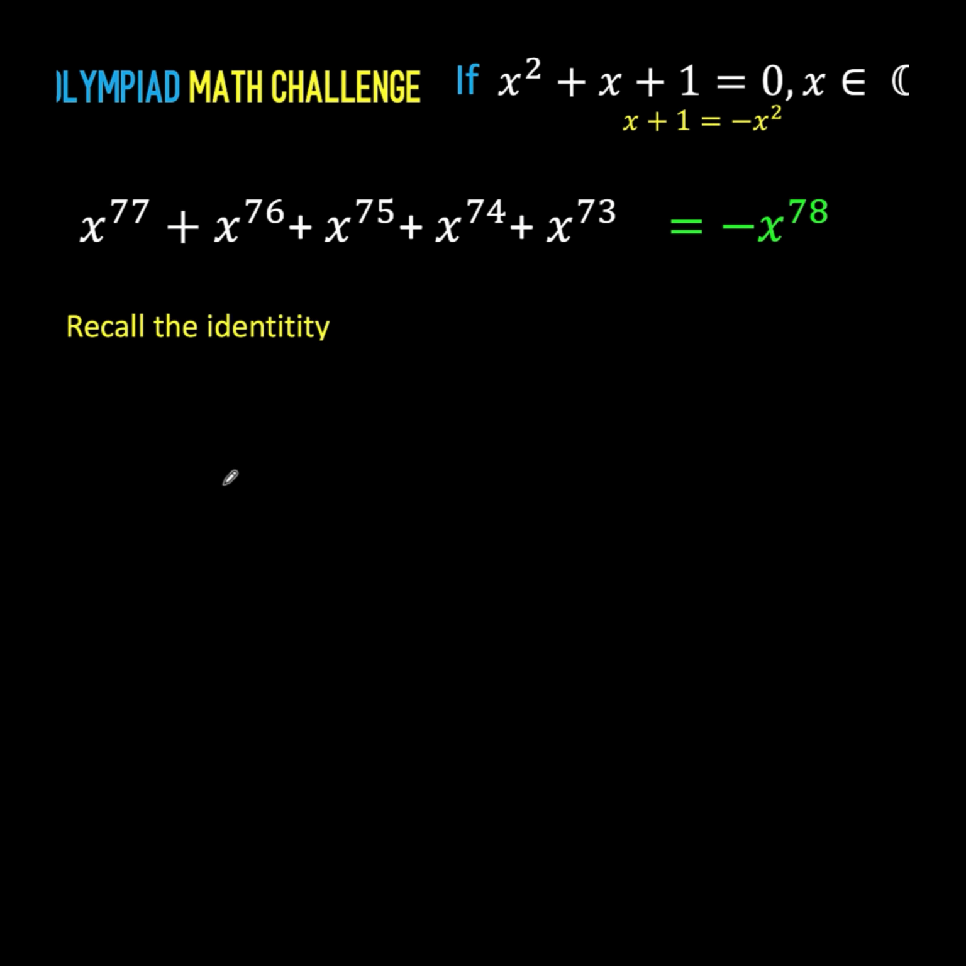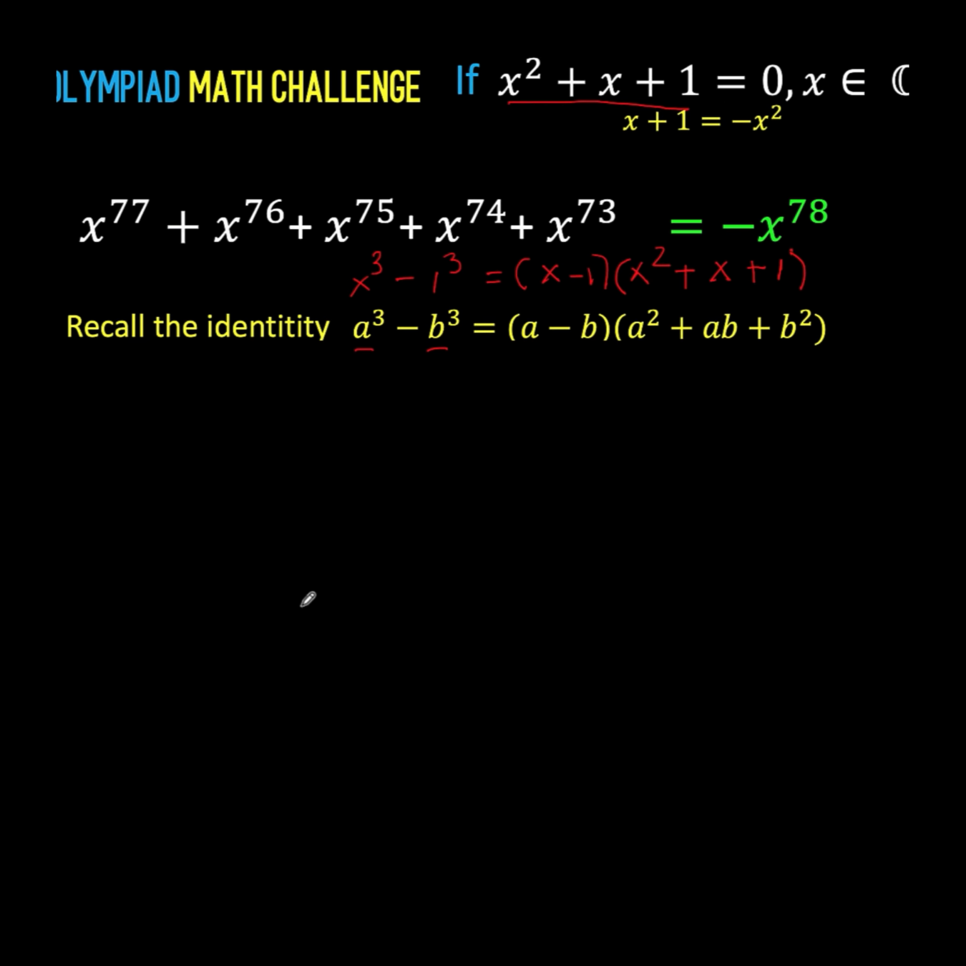Now let's recall the identity for the difference of 2 cubes. Here, if we let a be equal to x and b be equal to 1, then the difference of these 2 cubes would be equal to the first minus the second, that is x minus 1, times the square of the first, which is x squared, plus the product of the first and the second, which is x, plus the square of 1, to arrive at this. And notice that this x squared plus x plus 1 is again this given expression.